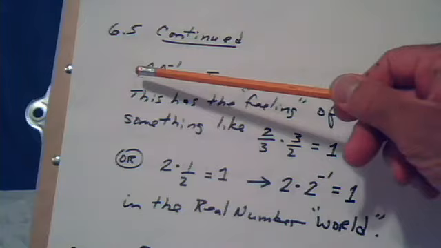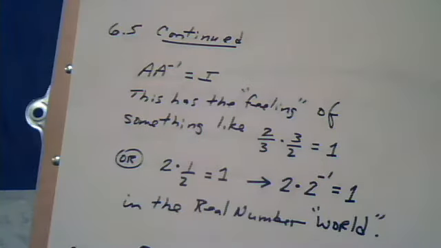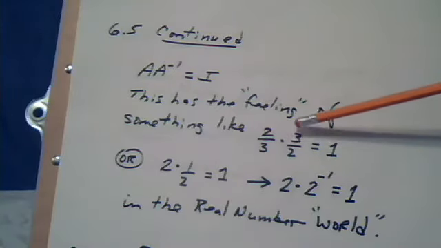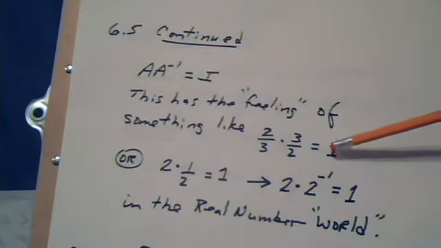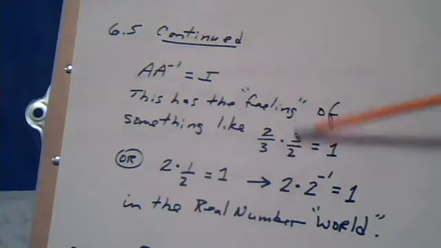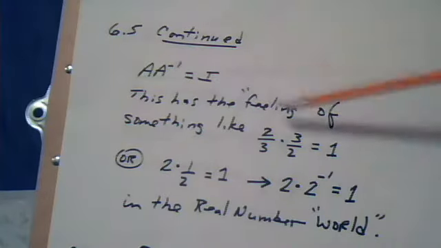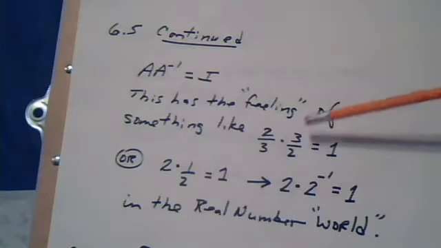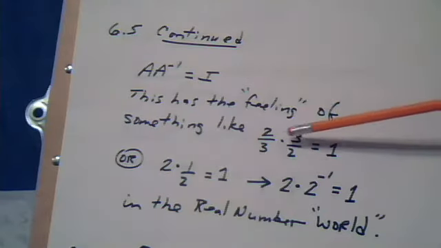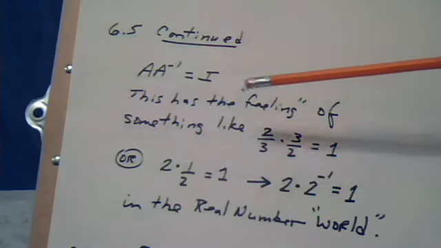Now, if I were to multiply a matrix times its inverse, I should get the identity. This has the feeling of something like 2/3 times 3/2 equals 1. So this first one will be like matrix A, and this will be like matrix inverse A. And when you multiply these two numbers, you get a 1. So it's like saying reciprocal. A number times its reciprocal gives you 1.